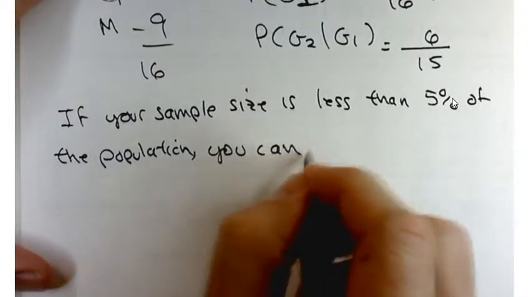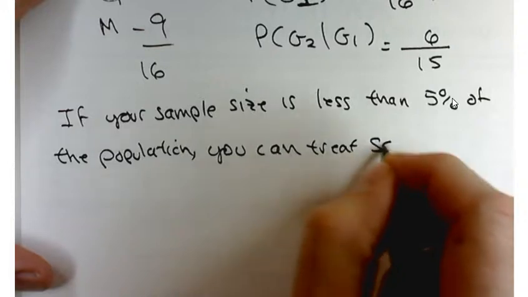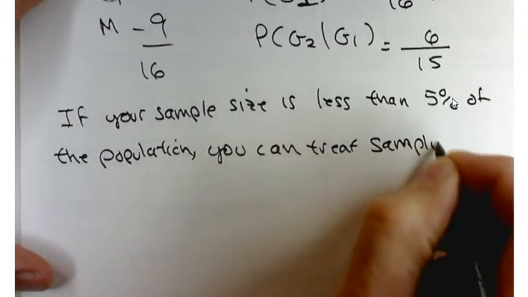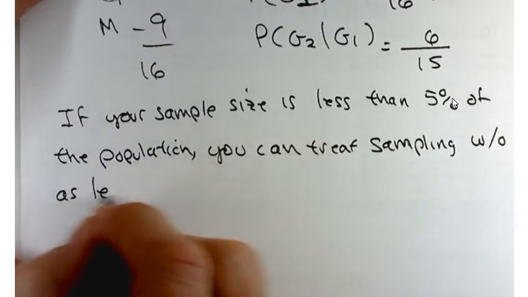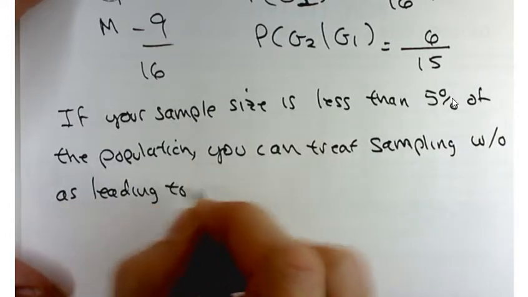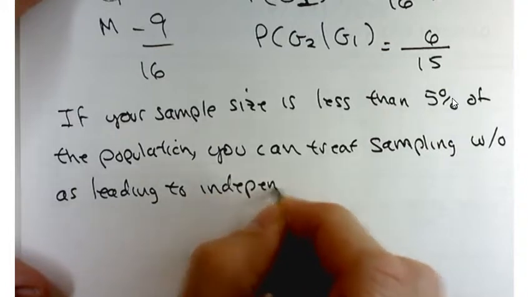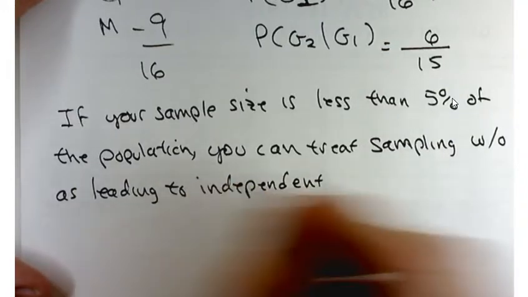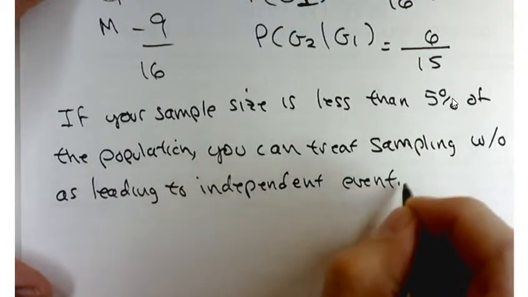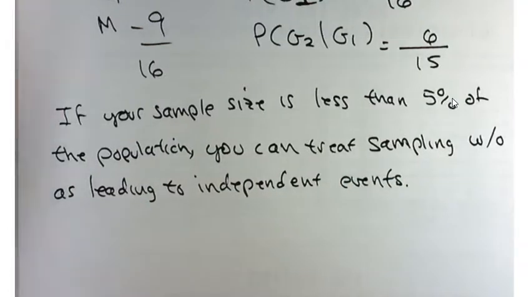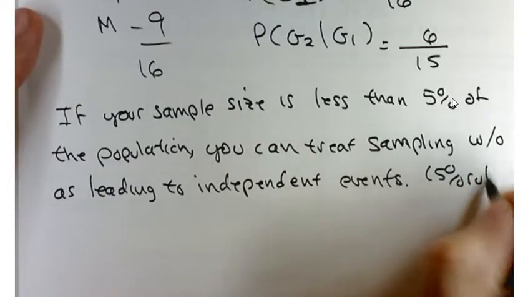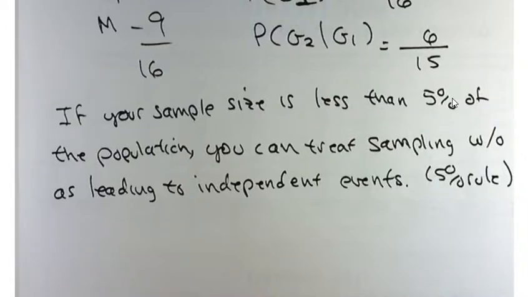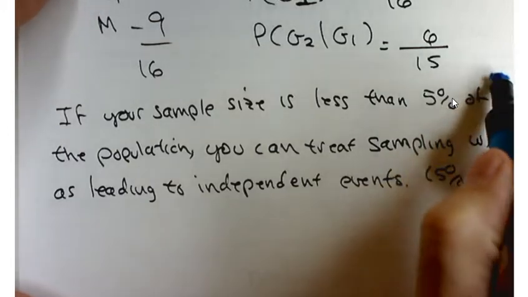You can treat sampling without replacement as leading to independent events. So it's your 5% rule. And it's something that the author does use. So I would hope that you can get comfortable with it.